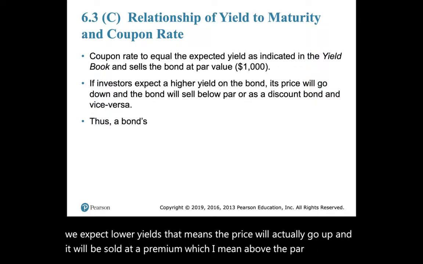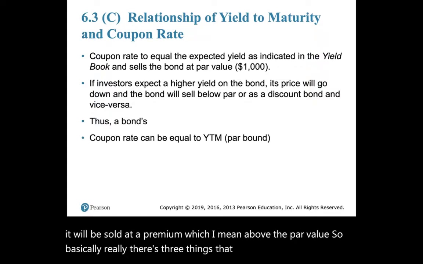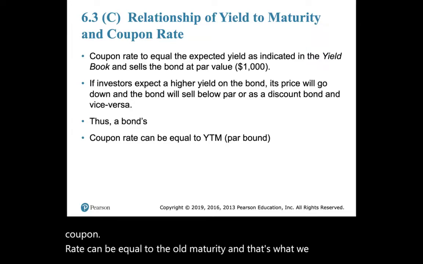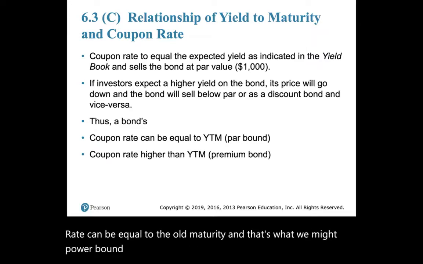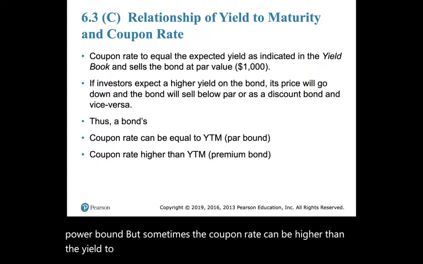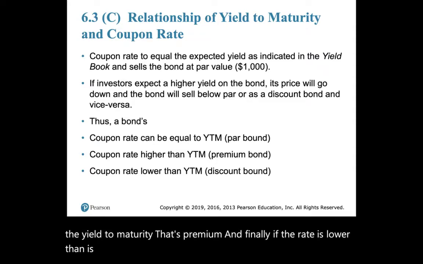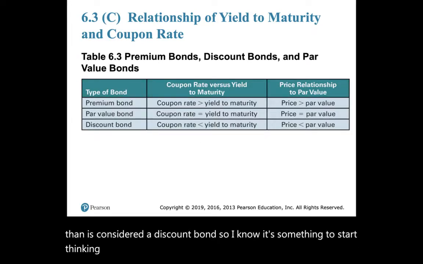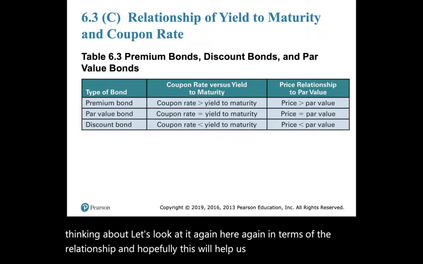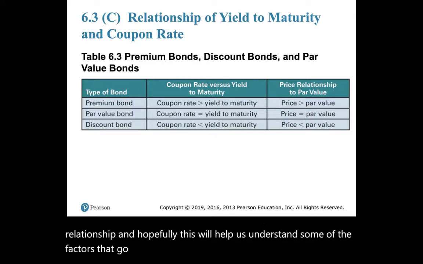So basically, really, there's three things that are happening. So first, the coupon rate can be equal to the yield to maturity, and that's what we mean by the par bond. But sometimes the coupon rate can be higher than the yield to maturity. That's premium. And finally, if the rate is lower, then it's considered a discount bond. So I know that's something to start thinking about.